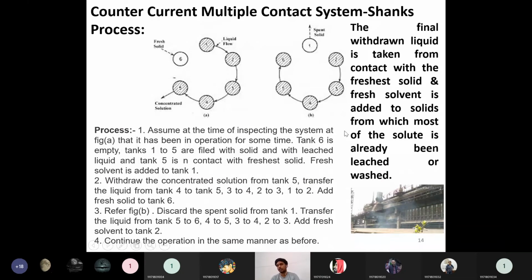This is the industrial setup. The batteries will be arranged in a series fashion. How the solvent is moved from one battery or tank to another tank is called the Shanks process. So the Shanks process is a continuous counter current multiple contact system. If you notice in figure 1, or figure A, we can say, there are 6 tanks.